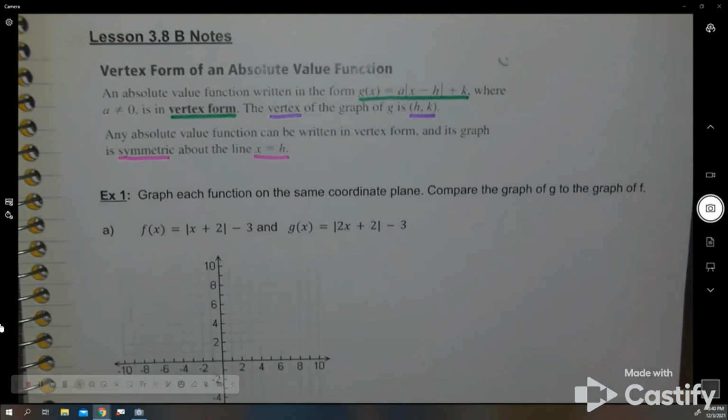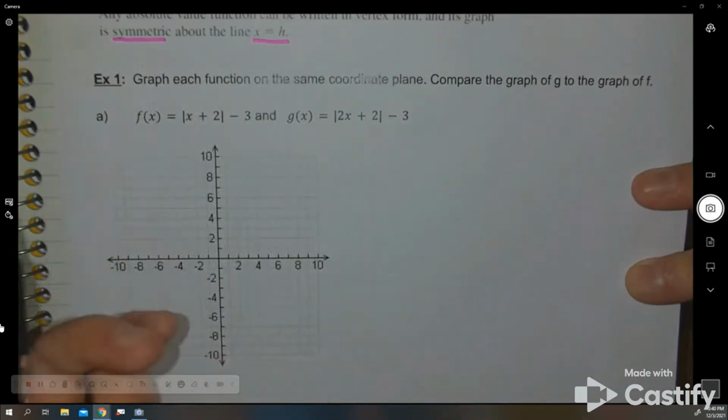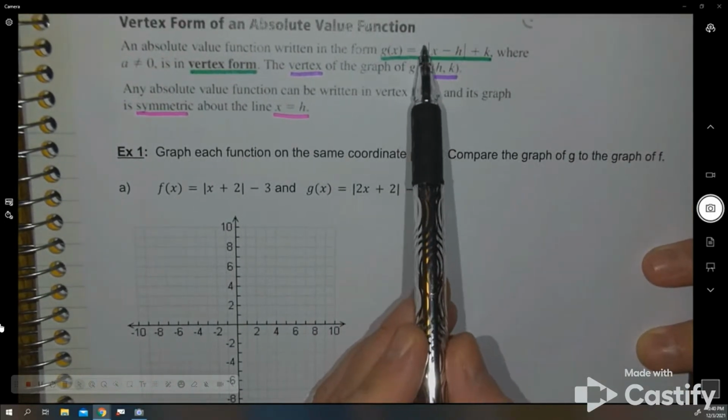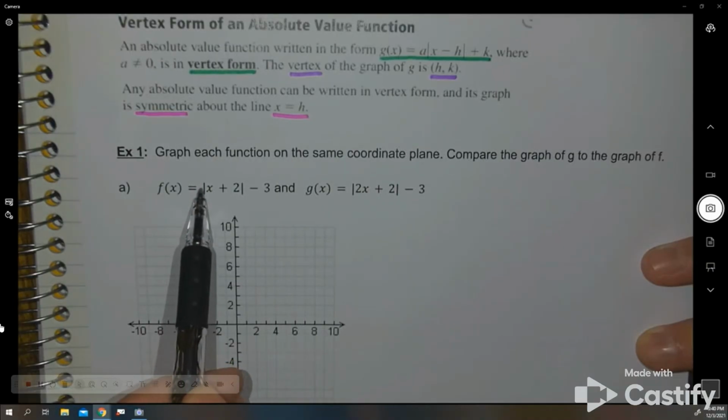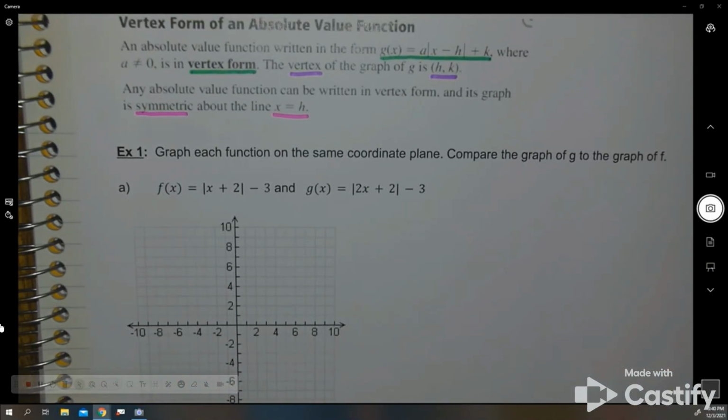So let's take this information and put it into practice for ourselves. Graph each function on the same coordinate plane. We're going to compare the graph of g to the graph of f and have a discussion about that. When we're looking at the function f, what I want you to notice is that it is in vertex form. The difference is here they have their a, but just like other lazy mathematician instances, if it's not listed, it's a 1. Because we know it can't be 0 in order to be in vertex form.